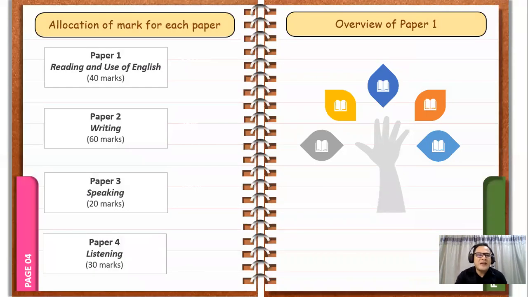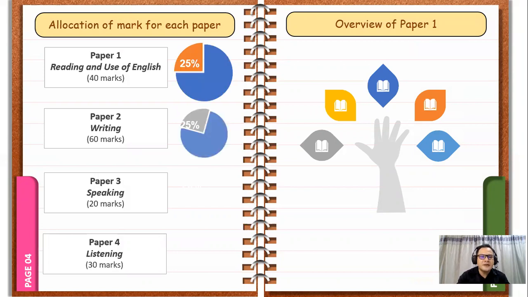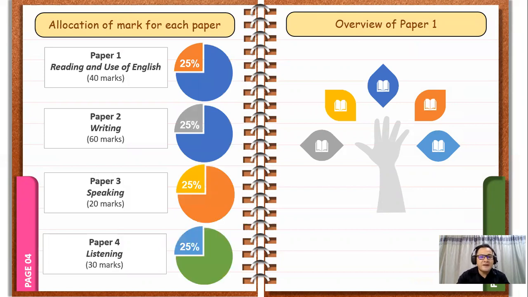Now, let's look at the allocation of marks for each paper. For paper 1, the total mark is 40 marks. Then there are 60 marks for paper 2, 20 marks for paper 3, and 30 marks for paper 4. However, all of these papers have similar weightage, which is 25% for each paper.